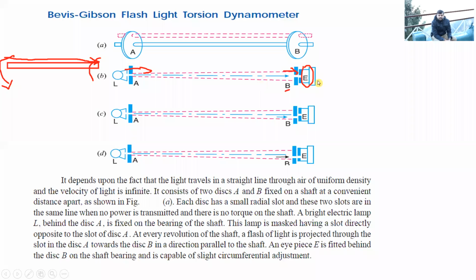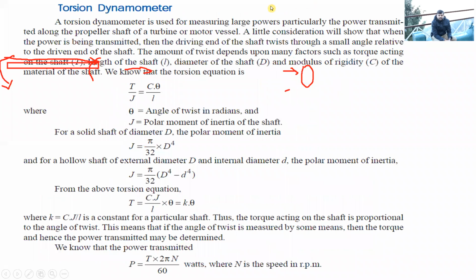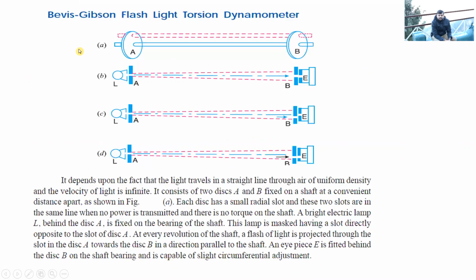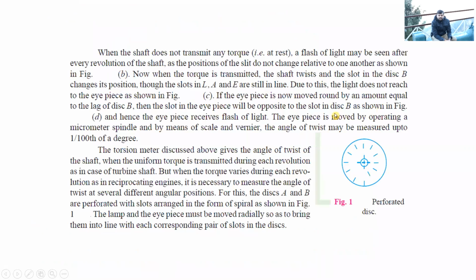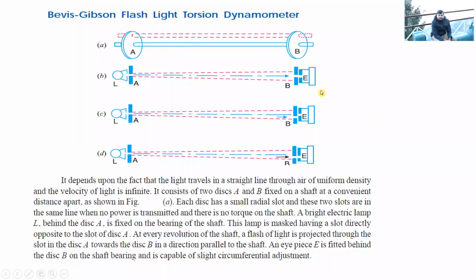Once we know the angle by which that twist is produced, we put the value of that theta in radians over here and calculate the torque. And once we have the value of torque, we calculate the power, and that much power is being transmitted by the shaft while doing its work. So I hope this is clear to you.